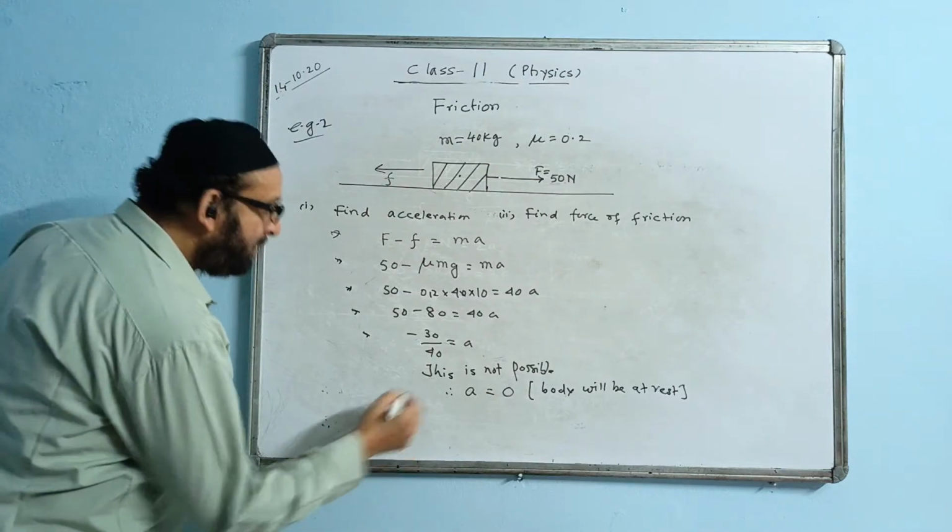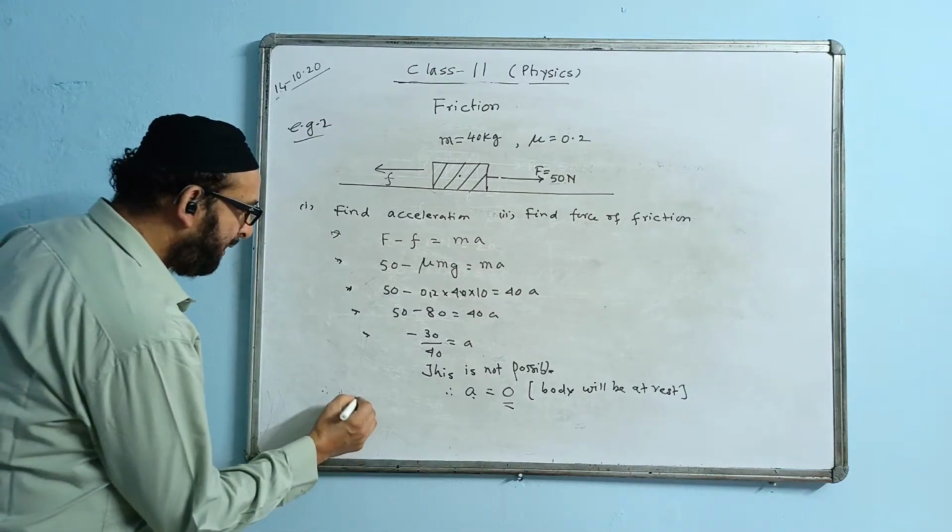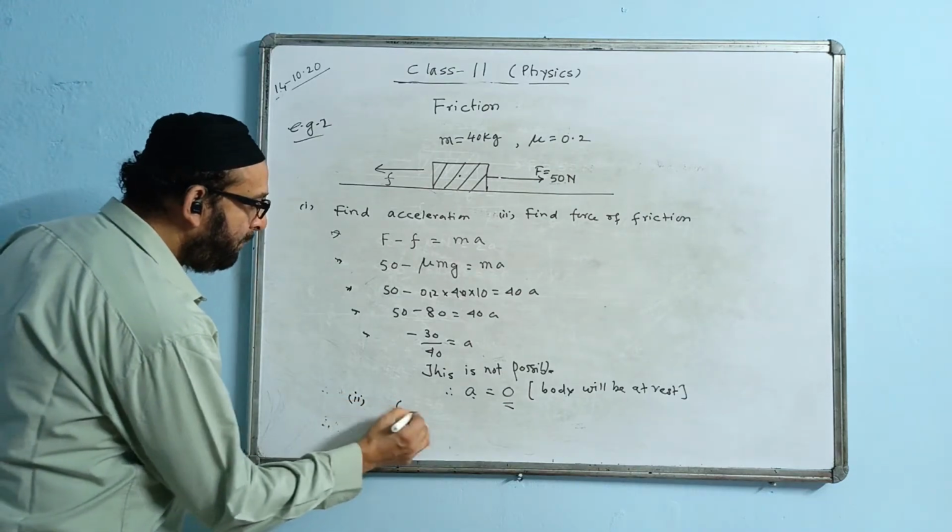Now, what is the value of friction? First answer we got: A value is 0. This is the answer for the first part. Now, the second part. What is the value of friction?